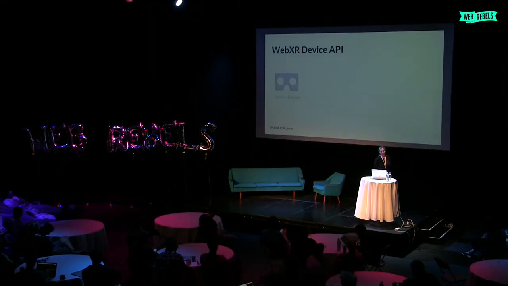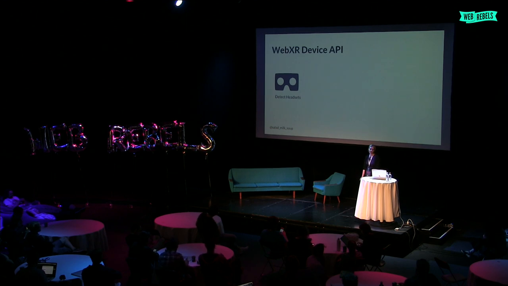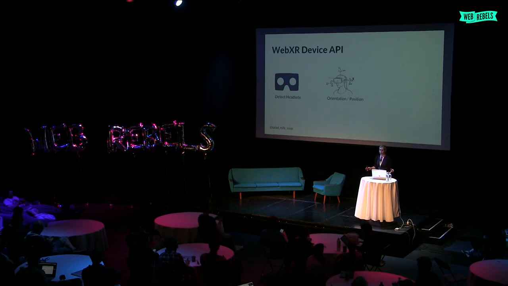So what's WebXR? The WebXR Device API is a JavaScript API implemented by the browsers that enables us to detect headsets. So from your application, you can see whether a user is using a headset, and if so, what kind of capabilities the headset has. It also allows us to get the orientation and position of the headset, if that information is available, and also gives us access to the controllers. So we can use those in our web-based applications.